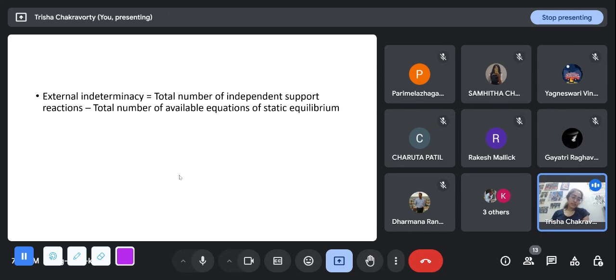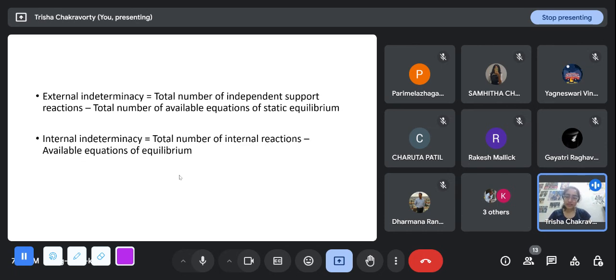Now the indeterminacy is split into two parts: external indeterminacy and internal indeterminacy. External indeterminacy is the total number of independent support reactions minus the total number of available equations of static equilibrium. Internal indeterminacy is the total number of internal reactions minus available equations of equilibrium. This is a little difficult to gauge.